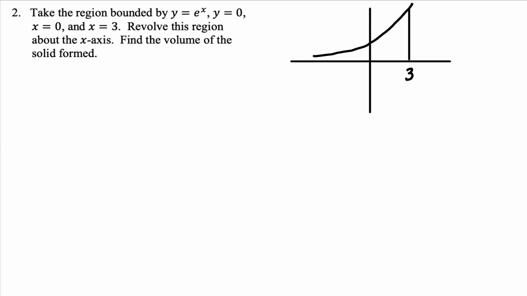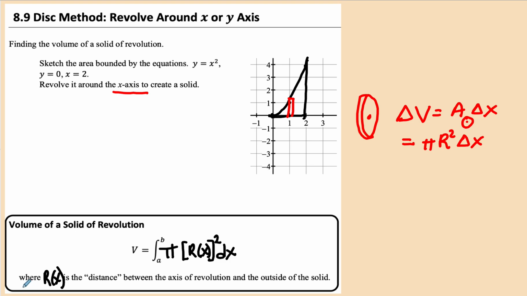All right, let's go back to our problem here. And now that we understand that this little piece right here, when it revolves, will create this disc. And this disc is a little cylinder. And a cylinder is the area of the base times the height. We're going to call it the area of the circle times the thickness. And the thickness here will be delta x.